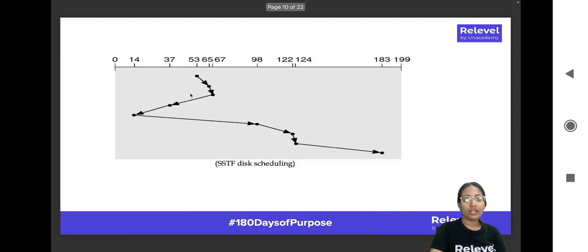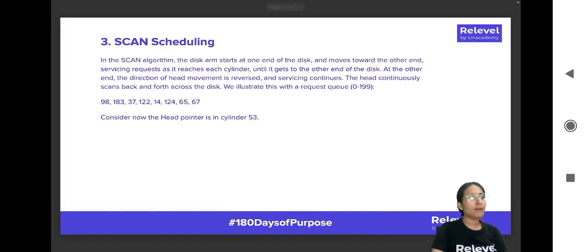Now, next we can move ahead and talk about the scan scheduling. In the scan algorithm, the disk arm starts at one end of the disk and tries to move towards the other end, servicing requests as it reaches each cylinder, until it gets to the other end of the disk. And at the other end, the direction of the head movement is reversed.